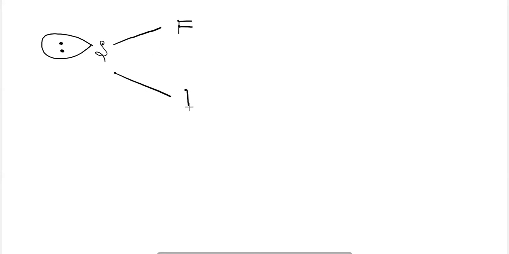fluorine in a triangular plane with this lone pair, and one fluorine above and one fluorine below attached to the central atom sulfur. Okay, so this is forming a bipyramidal structure here. It is also termed as distorted tetrahedron or folded square.